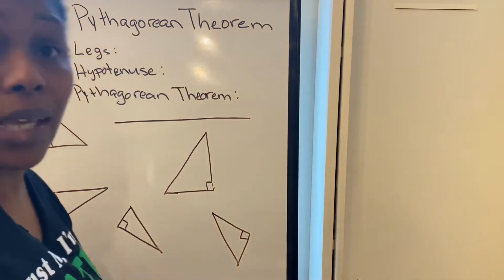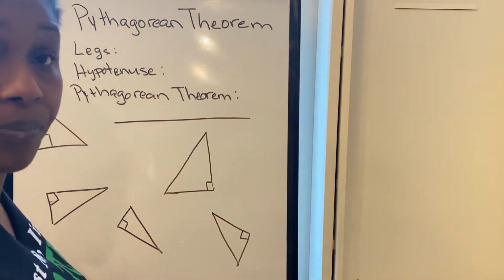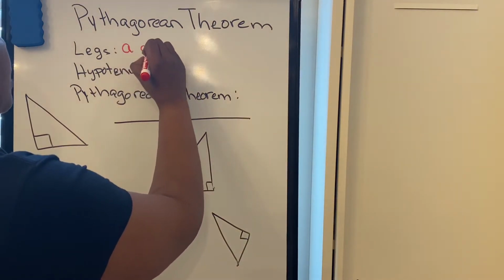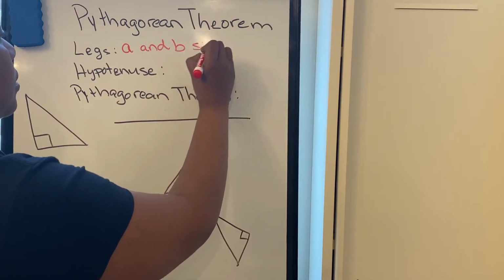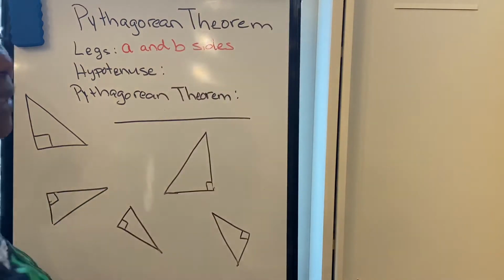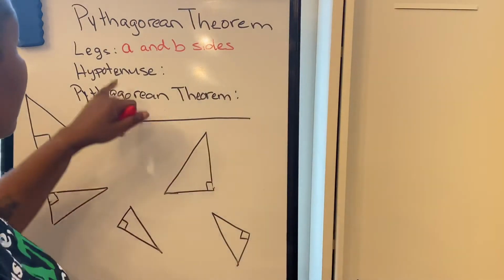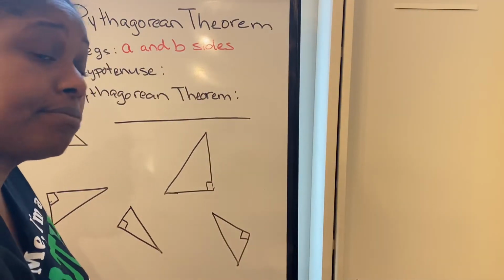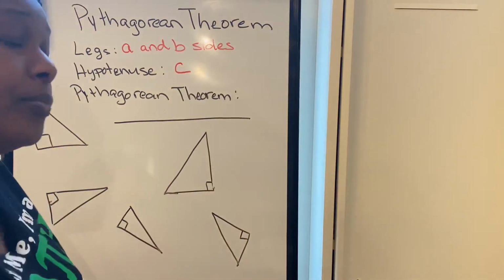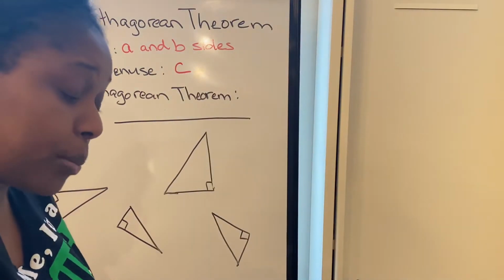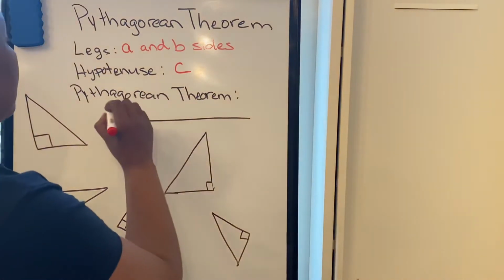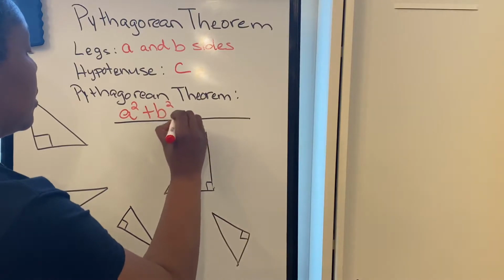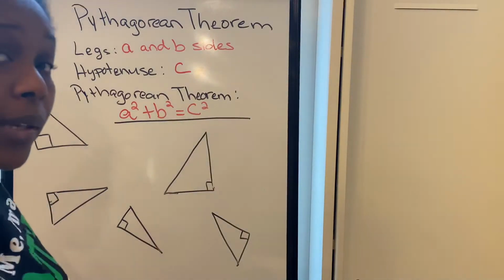Pythagorean Theorem means I have my legs. Well, what are the legs? It's our A and B sides. Okay, these are our sides, right? Then we have our hypotenuse. We label the hypotenuse as what? C. So let's think about what the formula was. The formula is A squared plus B squared equals C squared. Remember that? I hope so.